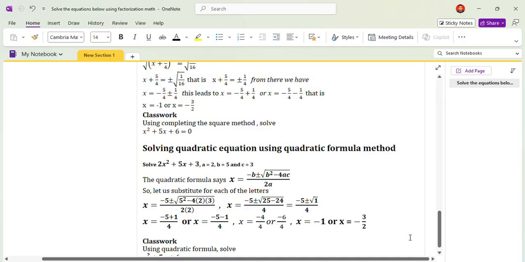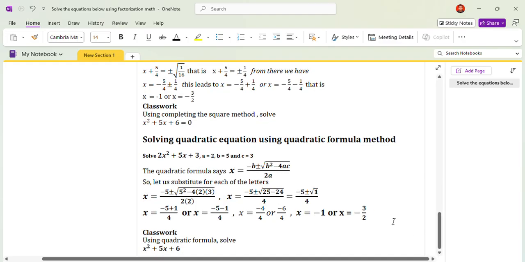The reason I'm using the same example is so that you can see that the method doesn't matter, whether you use factorization, completing the square, or the formula method. If you are correct, you must get the same answer.